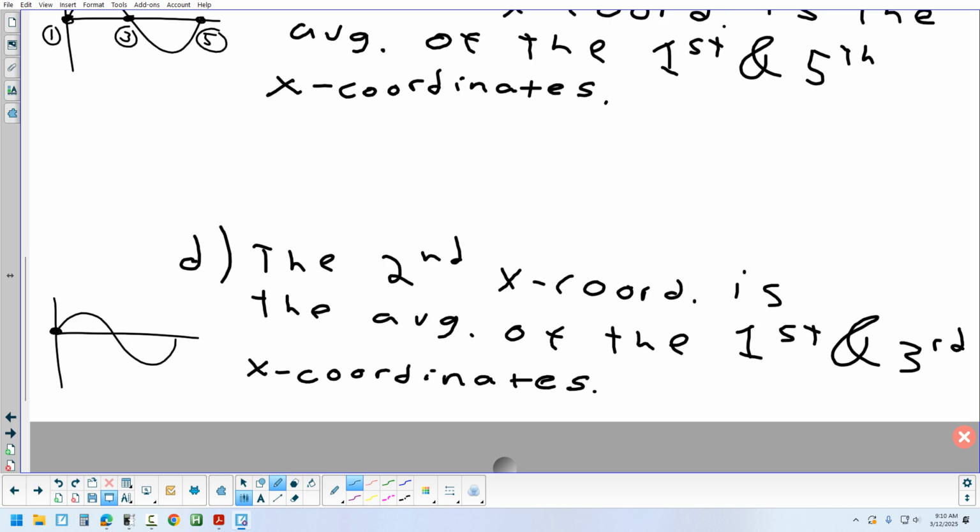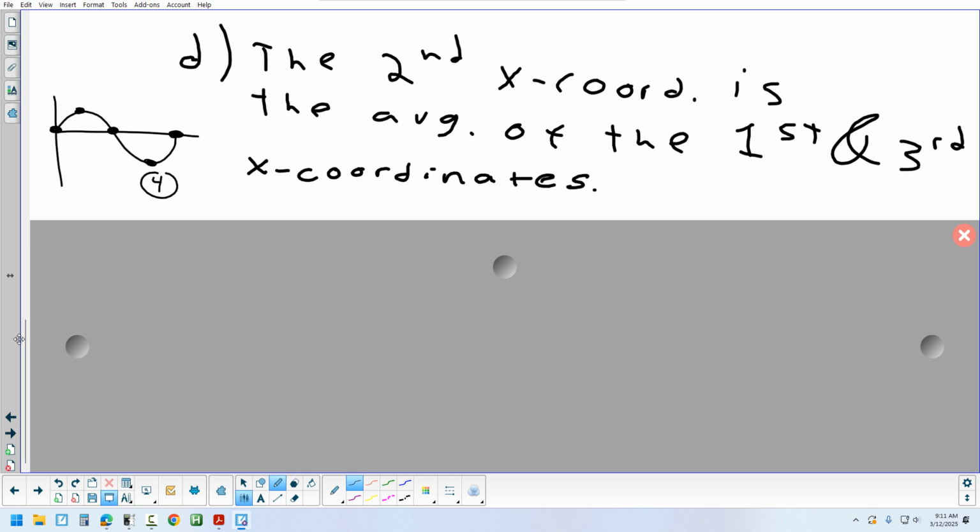Okay, so we start with 0. That's always going to be the same. 2 pi over b gives us the end. Average gives us the middle. Another average gives us the middle there. And now we have one more point we have to find. That's the fourth one. How do you think we're going to find the fourth one? Average of the third and the fifth. Yep.